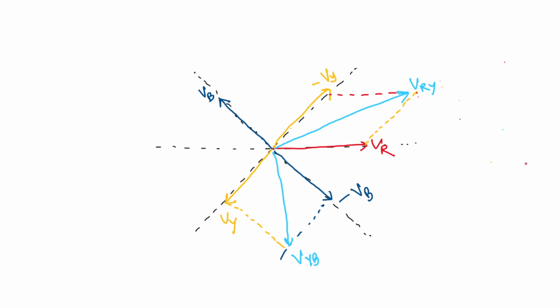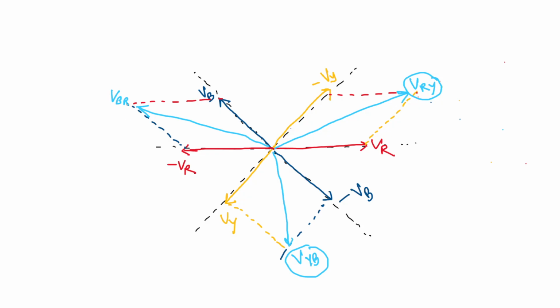And lastly, if we want to measure Vbr, then your R phasor has to be produced in the negative direction. This should be minus Vr. So if you add them vectorially, then the answer should be Vbr. So these are Vry, Vyb, and Vbr, all line voltages.